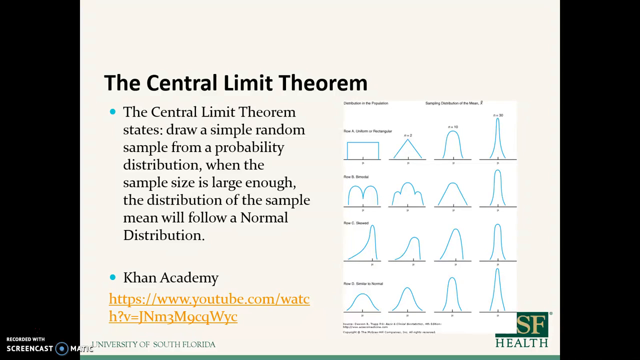That is called the central limit theorem. Okay, the central limit theorem says draw a simple random sample from a probability distribution, almost any probability distribution. When the sample size is large enough, the distribution of the sample mean will follow a normal distribution. Okay, so this is a very remarkable law of probability, because you can start with almost any probability distribution.